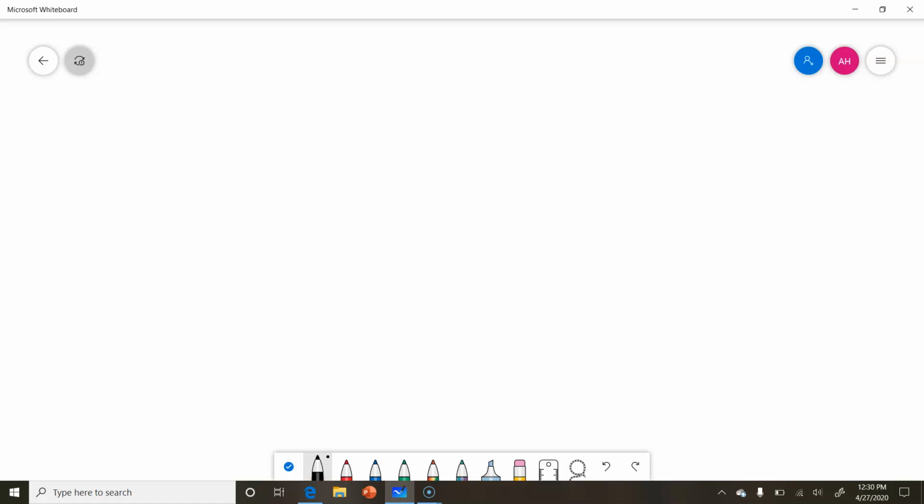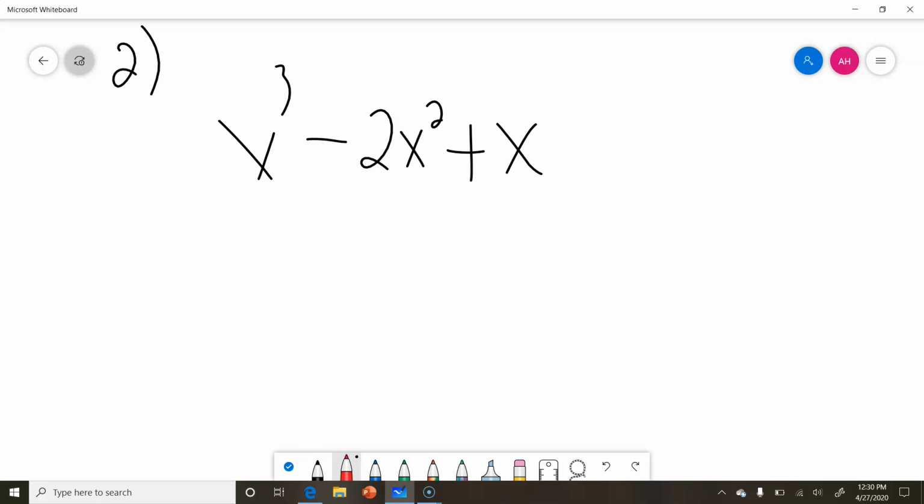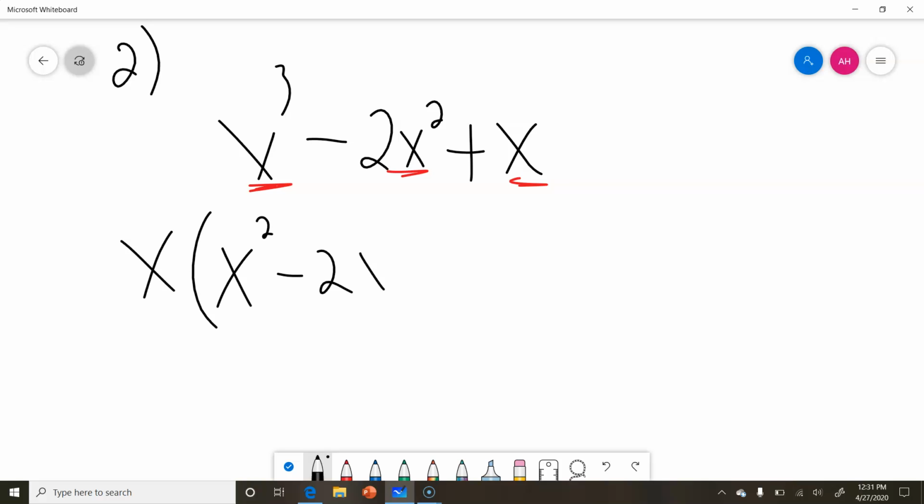This is actually one of your homework problems. Okay, this is number 2 in the homework. So we have x cubed minus 2x squared plus x. Now again, the first thing I always look at is what can I factor out of this problem. Well, I see that each of them has an x, so I can take out an x from each of them, and look what I'm left with here.